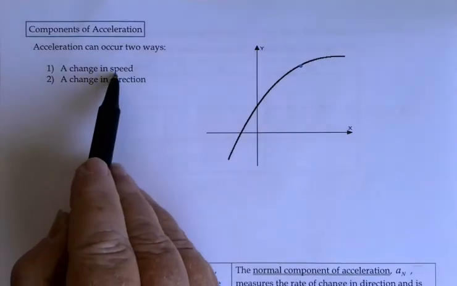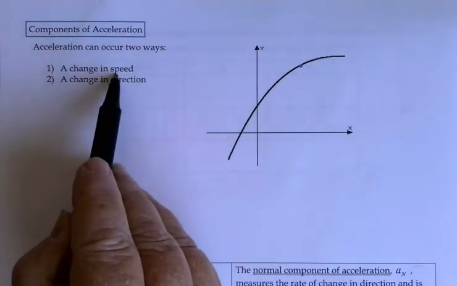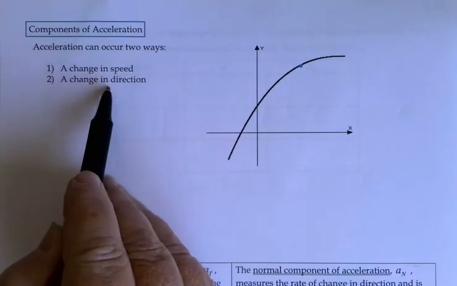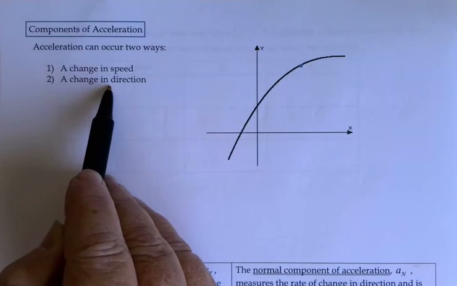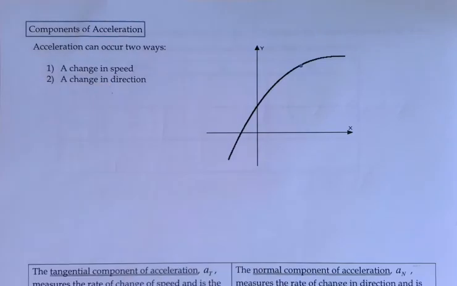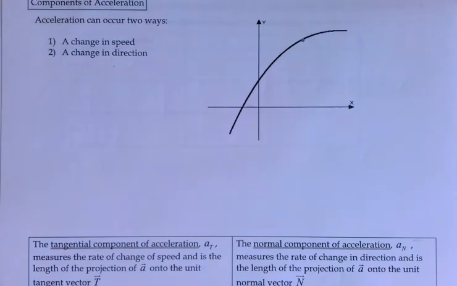It could happen because the speed changes, then certainly the acceleration vector would get longer or shorter. But it could also happen because there's a change in direction. Even if the speed stays the same, the acceleration vector will change direction and then result in actual acceleration. All right, we're going to look at these two things as two parts of an acceleration vector.